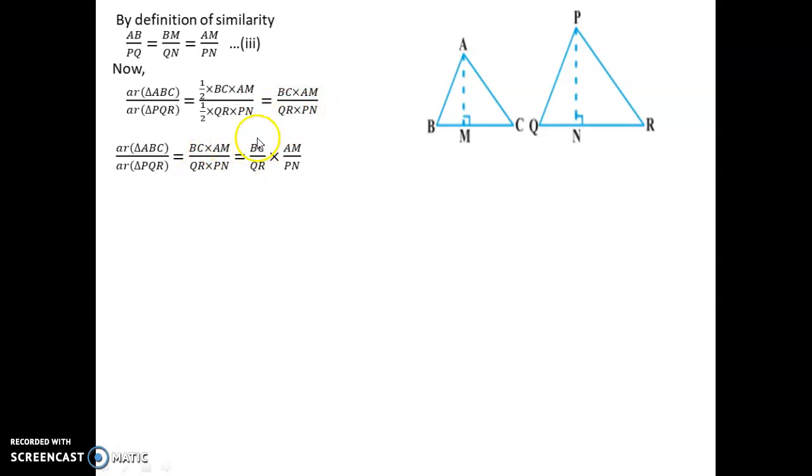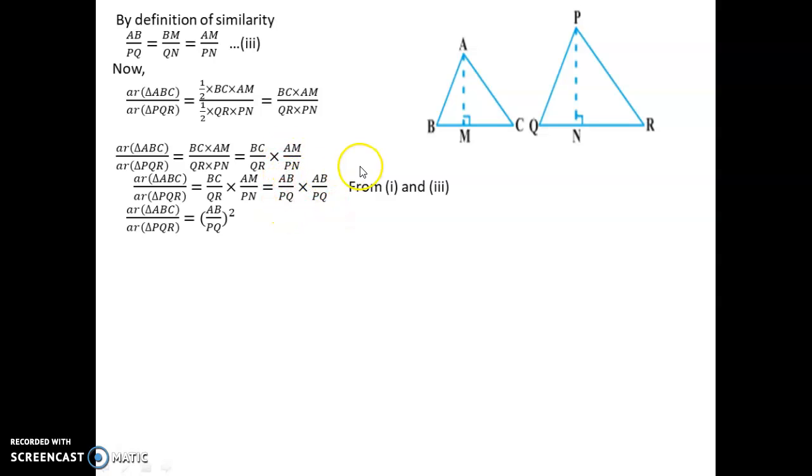We can write the ratio as BC by QR and AM by PN, but from equation number 1 and equation number 3, AM by PN can be seen from here. What is AM by PN? We can write it as AB by PQ. Similarly, BC by QR. BC and QR are the bases of the triangles, and as both triangles are similar, the corresponding sides are in the same ratio. Therefore, it must be equal to AB by PQ. I have written here AB by PQ. So AB by PQ into AB by PQ will be (AB by PQ) whole square.